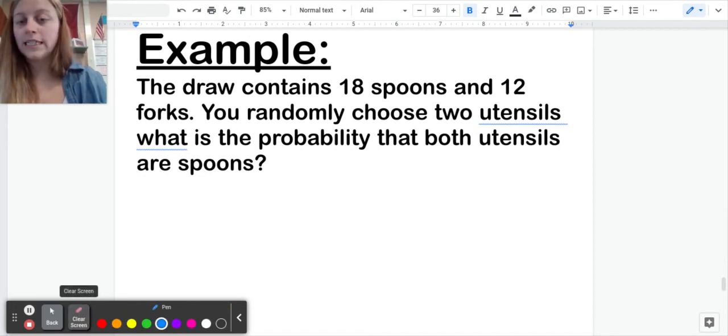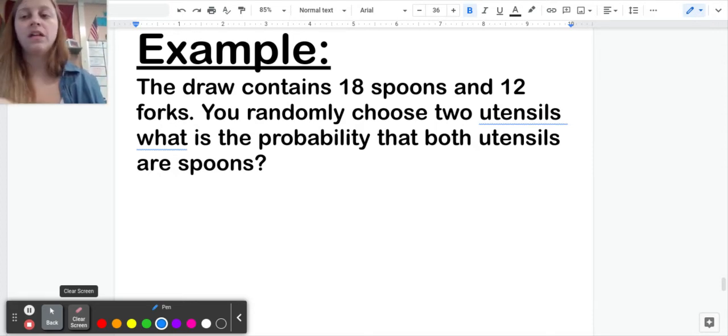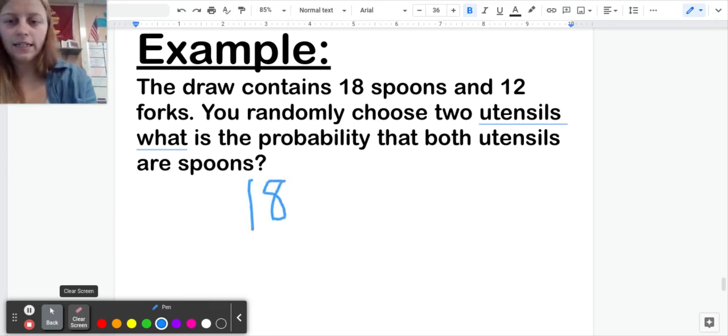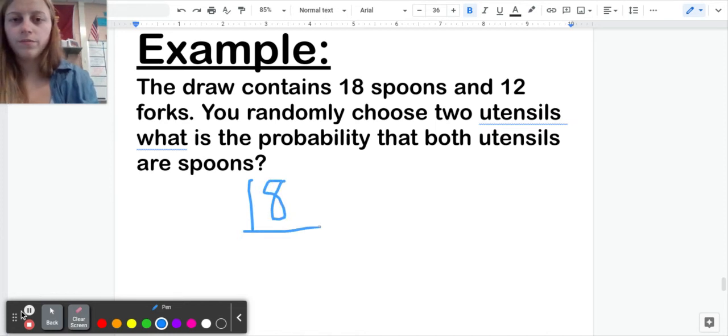The drawer contains 18 spoons and 12 forks. You randomly pick 2 utensils. What's the probability that both are spoons? Well, let's first figure out the probability of the first one being a spoon. What's the probability we pull out a spoon? Well, 18 out of 30 total utensils. This again is the probability of A.